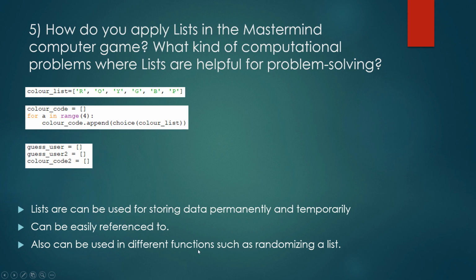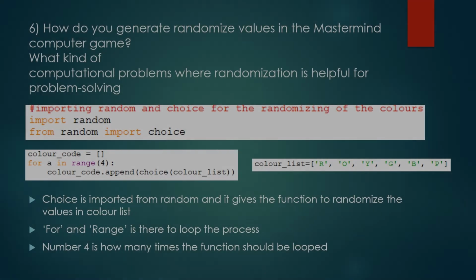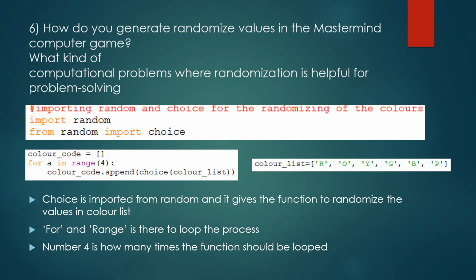Also, it can be used in different functions such as randomizing a list, which is the color code. Next, how do you generate randomized values in the Mastermind computer game? What kind of computational problems where randomization is helpful for problem solving? Well, firstly, what I did was I imported random, and from random, I imported choice. Choice is included right here for randomization for the color list. Choice is imported from random, and it gives the function to randomize the values in color list.